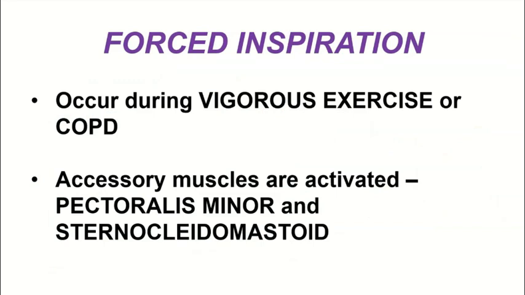We see that forced inspiration is what occurs during things like vigorous exercise, or if COPDs, that is chronic obstructive pulmonary disorders, are present. So forced inspiration is going to recruit additional muscles, for example the pectoralis minor muscle, as well as the sternocleidomastoid muscle, which will help to further expand the volume of the thoracic cage when those muscles contract.